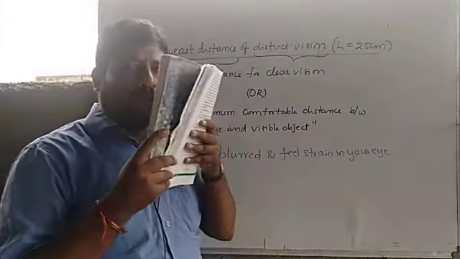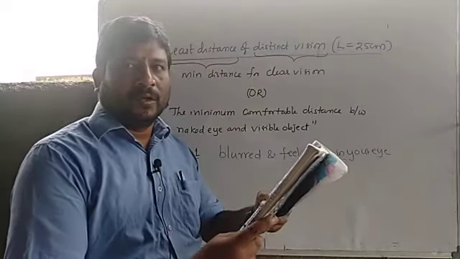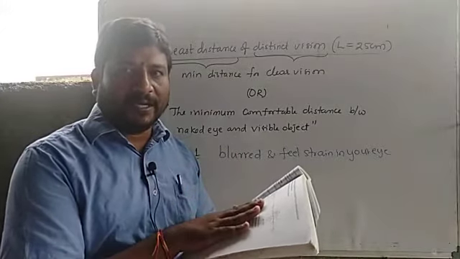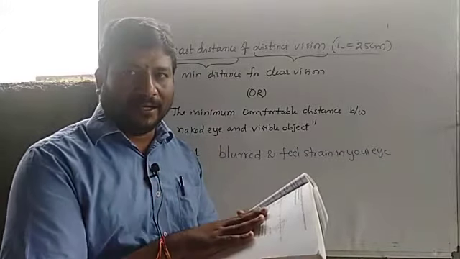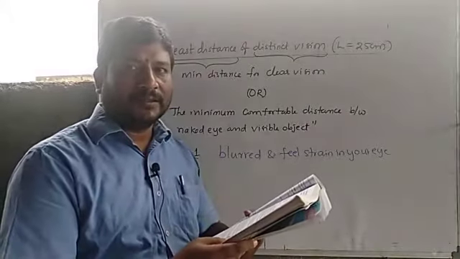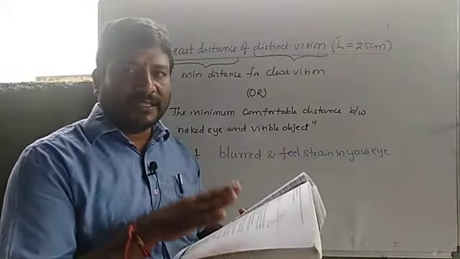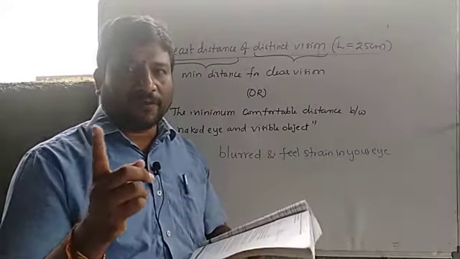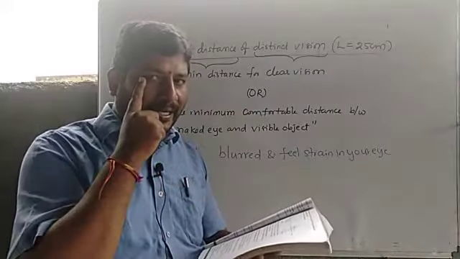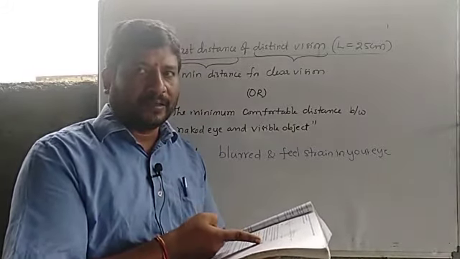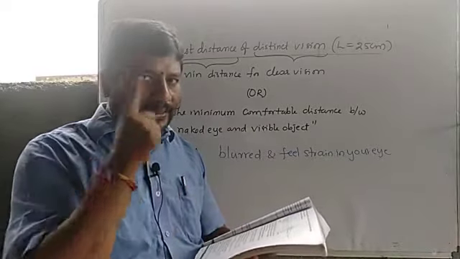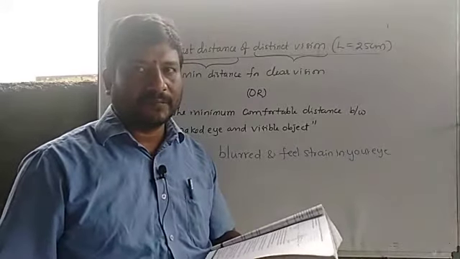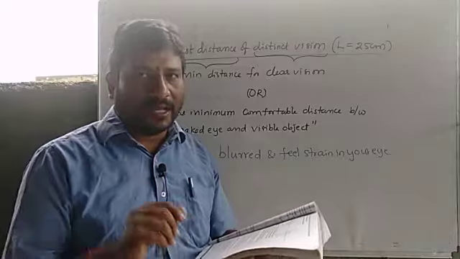Now move backwards to a position where you can see the letters comfortably, distinctly, clearly. And ask your friends to measure the distance between your naked eye and the textbook. Ask your friend to measure the distance between the eye and the object, the eye and the book. Note down the value.